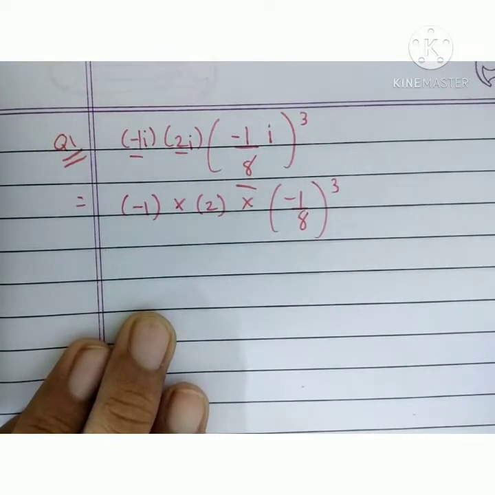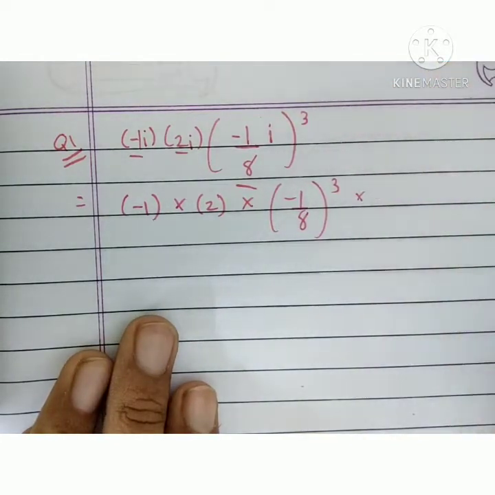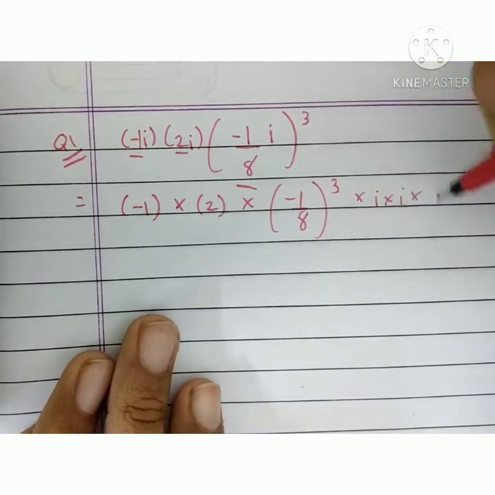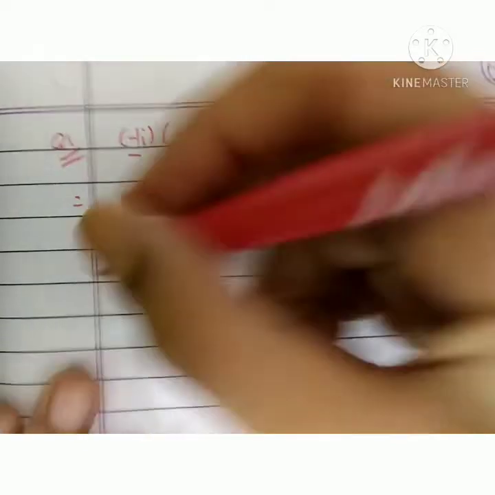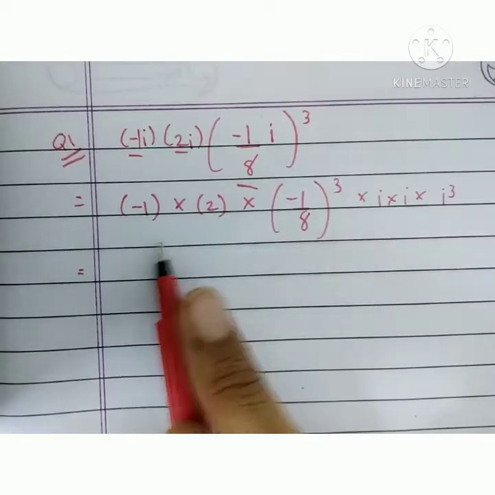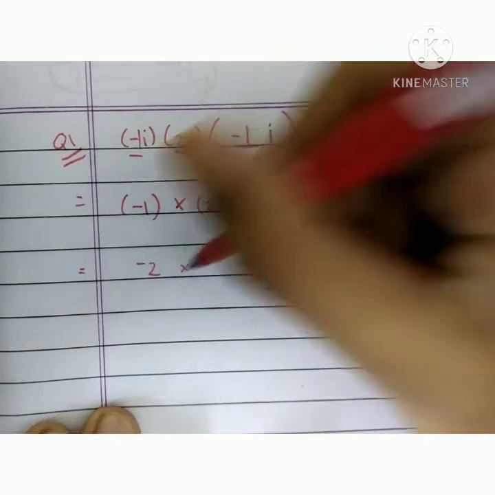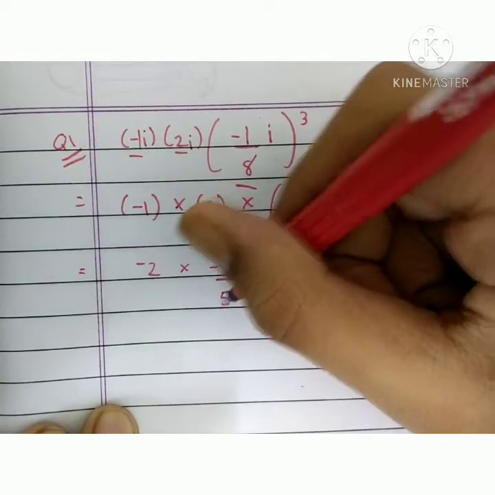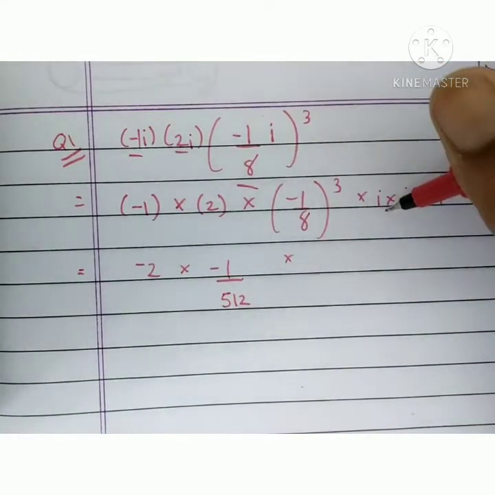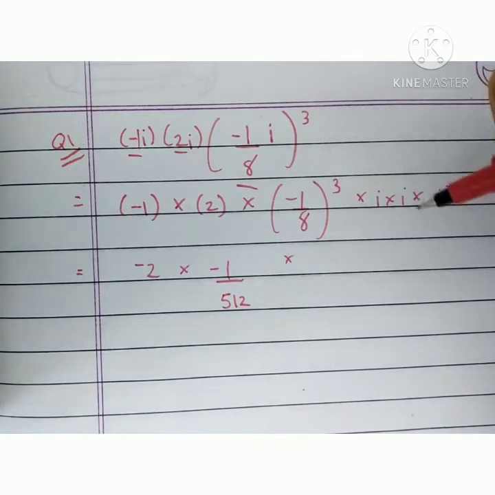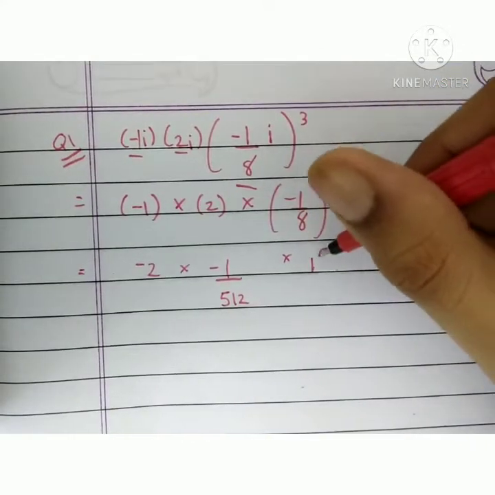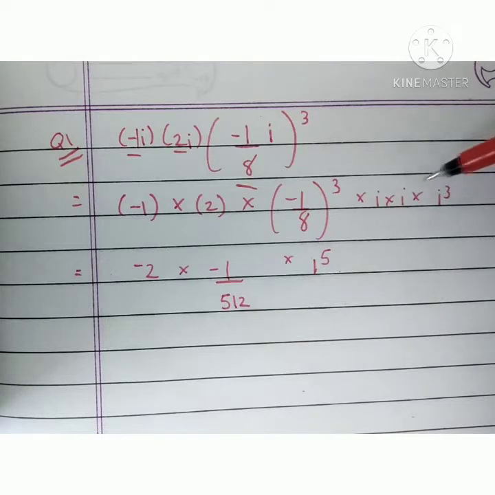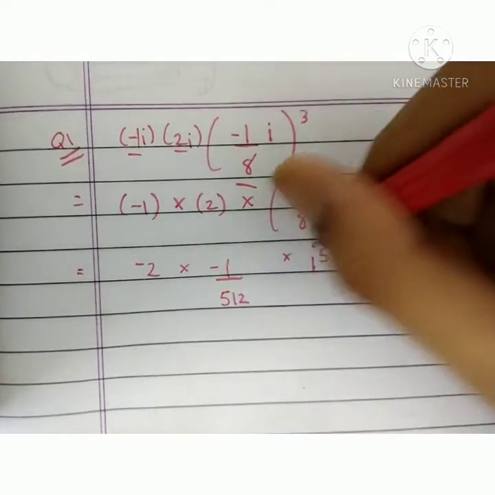But what about the iotas? We have to put the iotas as well, so we will put them at a different place: i multiplied by i cube. Okay, so there is a cube up here. Now let's multiply the coefficients. Minus 2 multiplied by minus 1 cube will be minus 1 only, and 8 cube would be 512. And i multiplied by i cube would be i raised to the power 5, because here is 1 and 3, and they are in multiplication with the same base. So 1 plus 3 is 4... so that's i raised to 5.